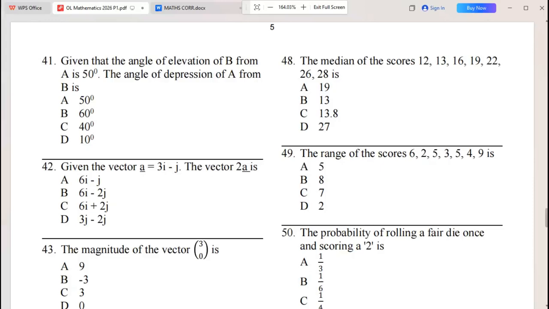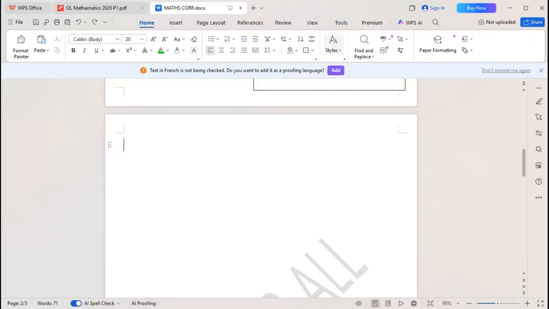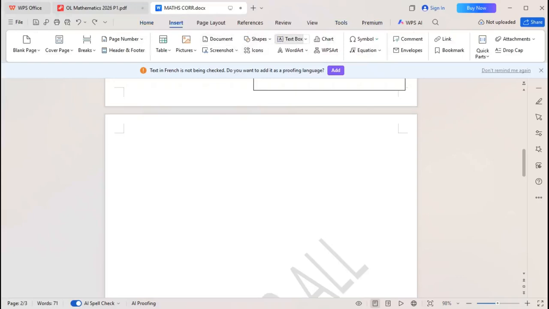Question 41. Given that the angle of elevation of B from A is 50 degrees, the angle of depression of A from B is. So to represent that in a diagram, let's create a point A. Let's put it here.